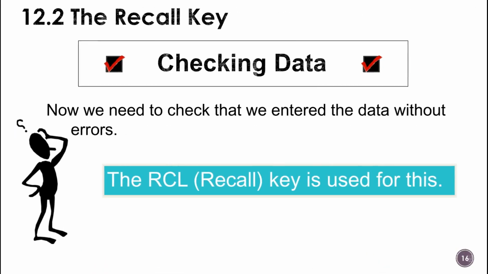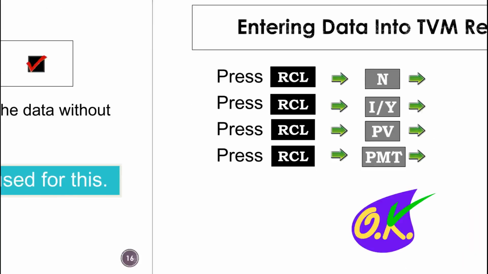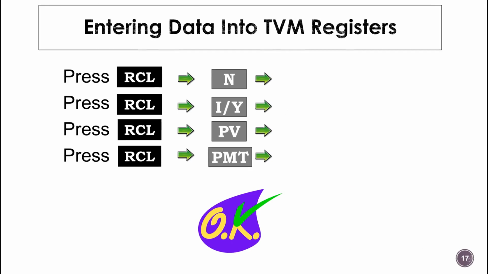So if you want to double check yourself, because sometimes you're not getting the right answer, instead of clearing everything out, you can actually use your recall key. Remember, that's the RCL key, and we can check and see, do I have the right numbers in the categories in my calculator? So let's look at this.